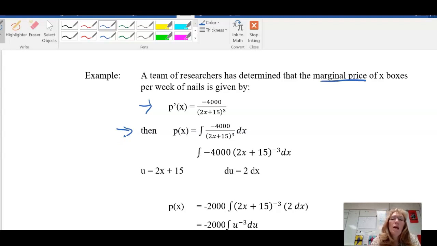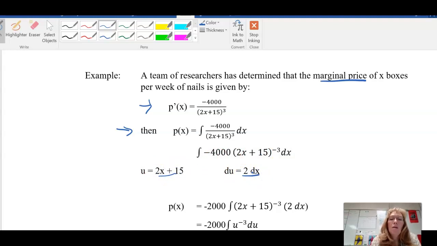So in order to do this, I have to do the antiderivative of my marginal. Now, looking at this is a little difficult, and if I use 2x plus 15 to the cubed as my u, there's really nothing up here. So we're going to move it up to the numerator. Cheating a little bit, but not bad. So now my u is 2x plus 15. My du is 2 dx.